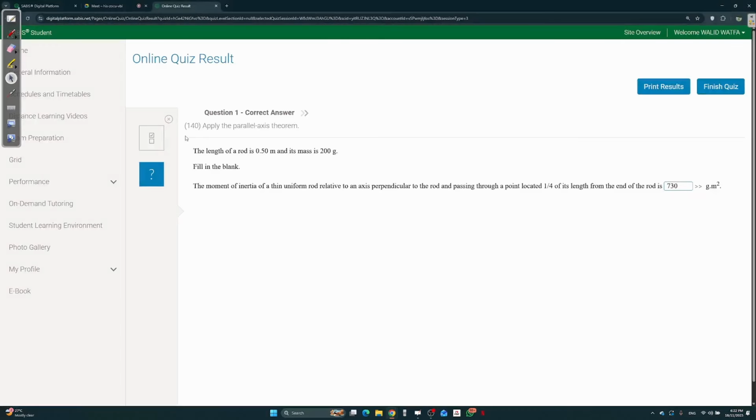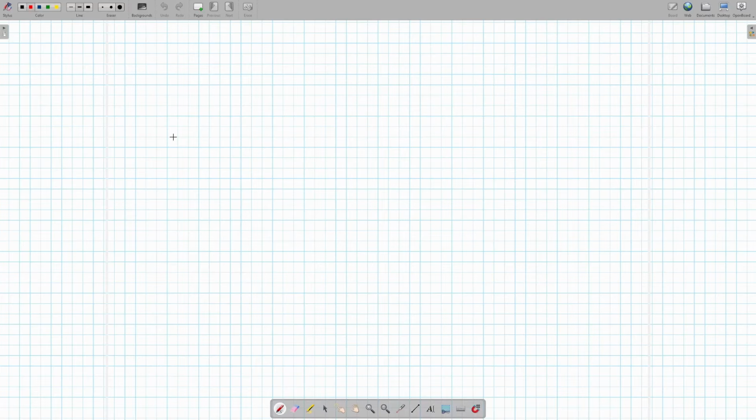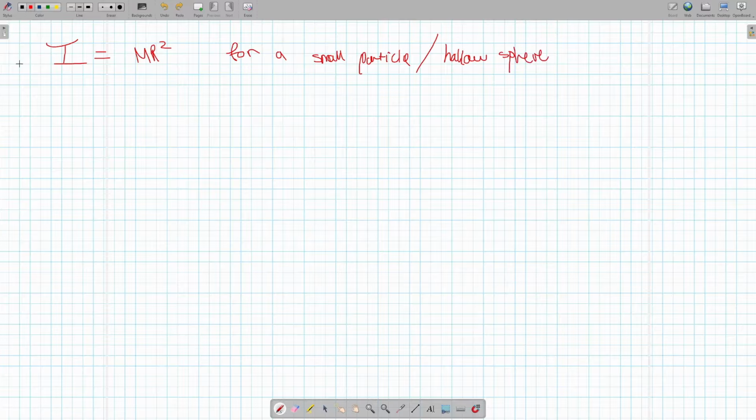In chapter 6 you need to know the moments of inertia for different shapes. We'll start. The moment of inertia is expressed as I, and I is usually equal to mr squared. This is for a small particle, or you can say for a hollow sphere. Alright, this is the first one.